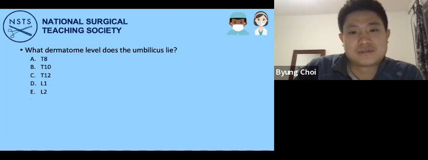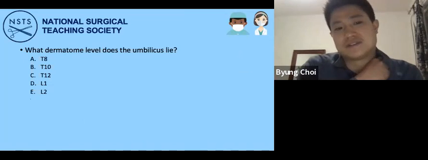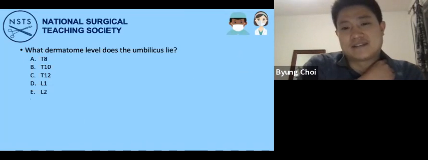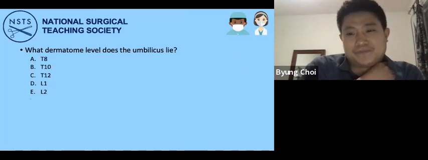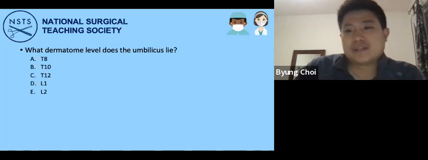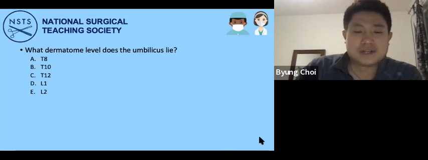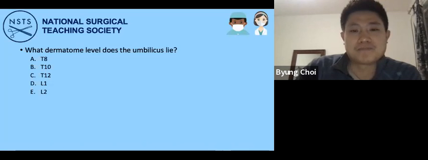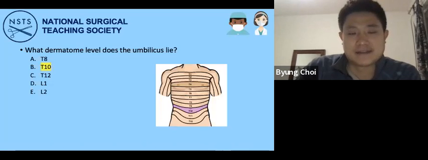So next one, at what dermatome level does the umbilicus lie? We'll give you a few seconds for this one. T8, T10, T12, L1, L2. Okay, so we'll end it there. And like most of you have said, the answer is B, T10 for this one.